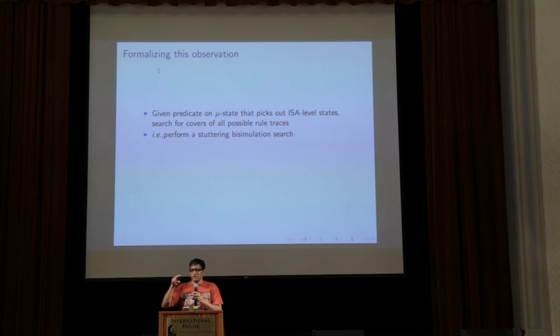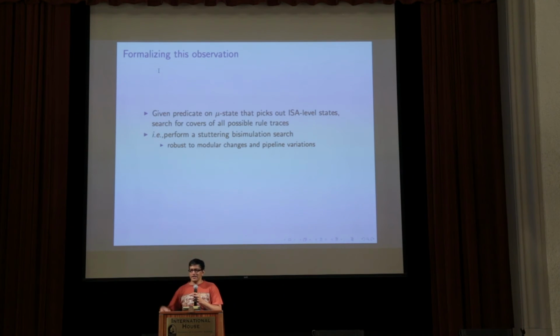So basically, it's performing a stuttering bisimulation search. At the microarchitectural level, you're going through a series of states. At the architectural level, you're going from one state to eventually a different state, but in the middle, you are repeating the same state. So it's stuttering. It's repeating the same state until you get to the next state. So that's stuttering bisimulation search. And this is what the tool does. It performs this bisimulation search.